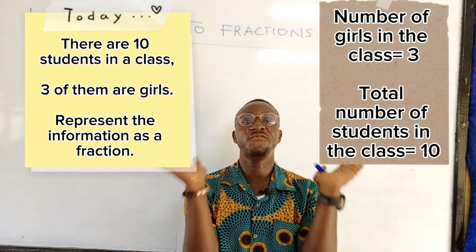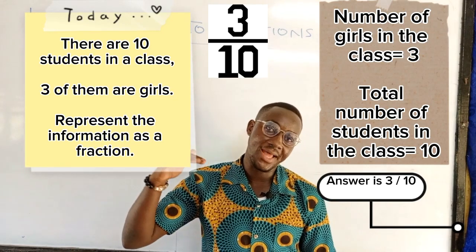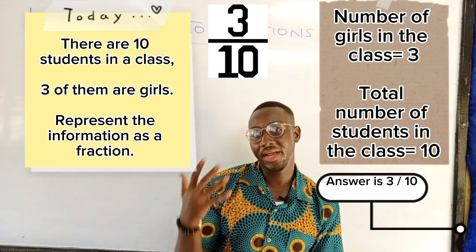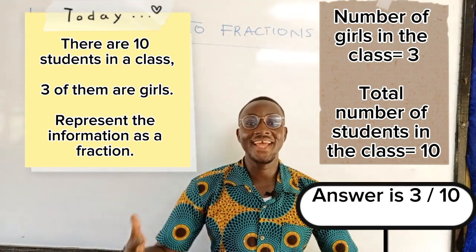So how do you present this information as a fraction? Well, it will be what? 3 over 10. You get it? So the 3 is the part of the 10. You get it, right?